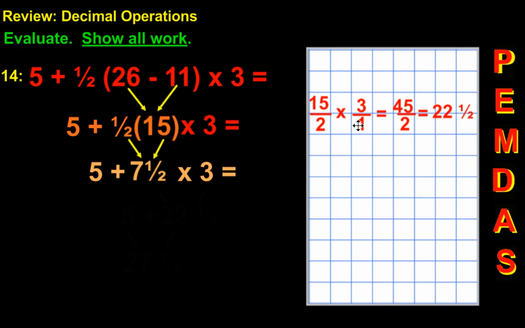2 and 3 are lowest, and 15 and 1 are lowest. So 15 times 3 is 45. 2 times 1 is 2. And 45 divided by 2 is going to give you 22.5. So these become 22.5, and my plus 5 is still here. So now I have 5 plus 22.5, which works out to be 27.5.